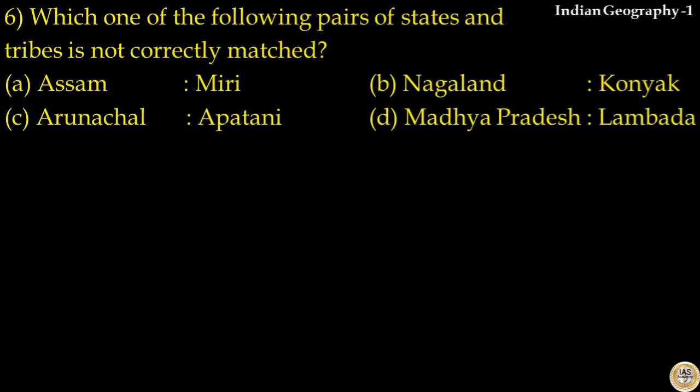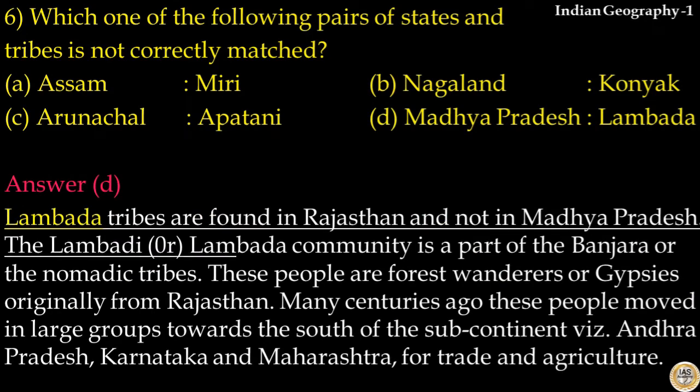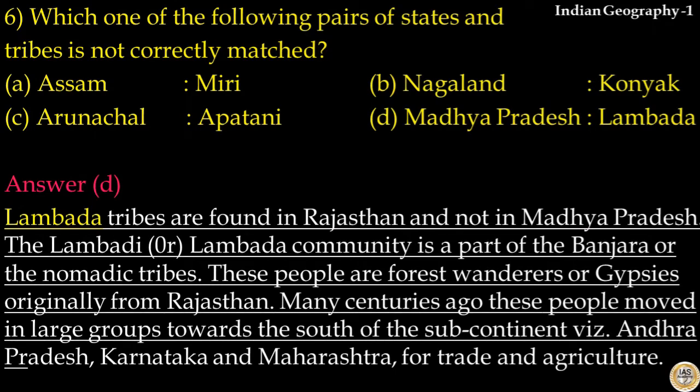Question number 6. Which one of the following pairs of states and tribes is not correctly matched? Option A, Assam, Miri, that is correct. Option B, Nagaland, Konyak, that is correct. Option C, Arunachal, Apatani, that is correct. Option D, Madhya Pradesh, Lambada, that is incorrect. So here the answer to this question is option D. Lambada tribes are found in Rajasthan and not in Madhya Pradesh. The Lambadi or Lambada community is a part of the Banjara or the nomadic tribes.